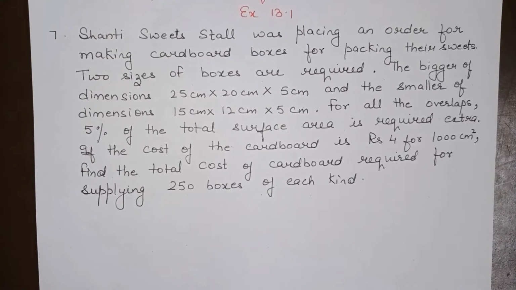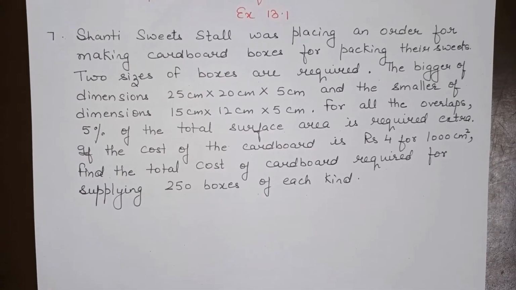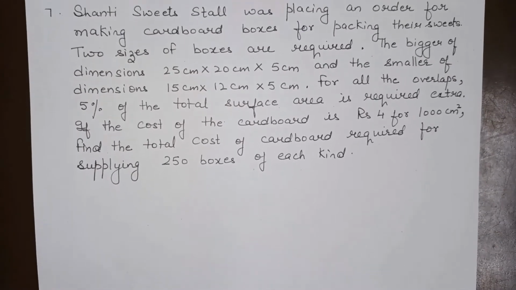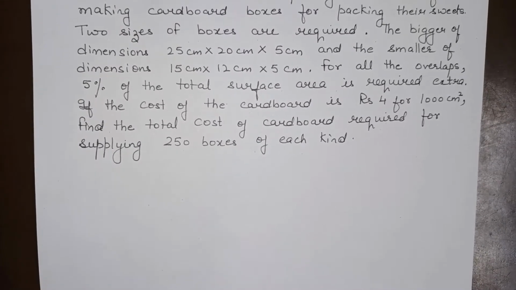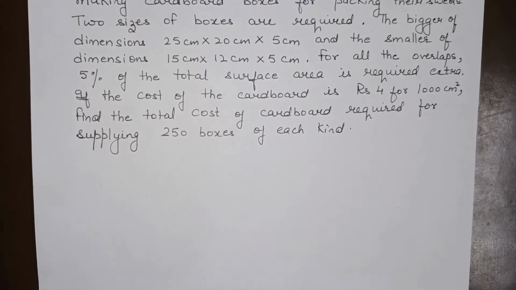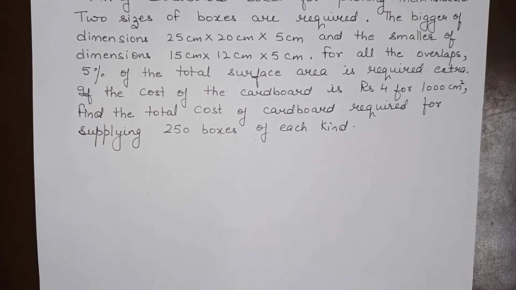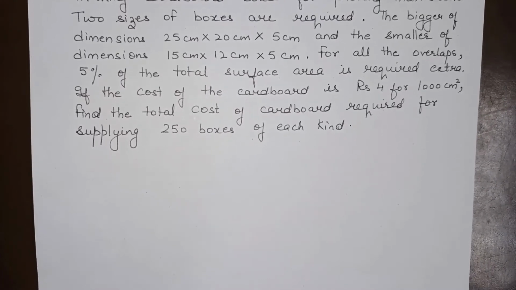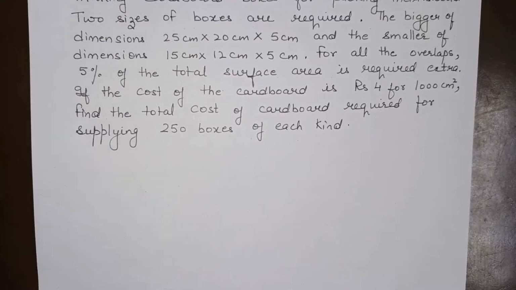Shanti Sweet's stall was placing an order for making cardboard boxes for packing their sweets. Two sizes of boxes are required. The bigger has dimensions 25 centimeter into 20 centimeter into 5 centimeter, and the smaller has dimensions 15 centimeter into 12 centimeter into 5 centimeter. For all the overlaps, 5% of the total surface area is required extra. If the cost of the cardboard is rupees 4 for 1000 centimeter square, find the total cost of cardboard required for supplying 250 boxes of each kind.